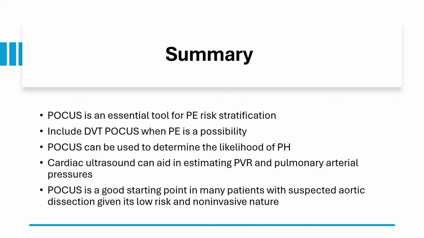In general, point-of-care ultrasound is an essential tool for PE risk stratification, specifically when RV dysfunction and RV dilation are present. You need to include DVT point-of-care exam when you are suspecting the pulmonary embolism, given it is very easy to do and can potentially be very, very informative. Point-of-care ultrasound can be used to determine the likelihood of pulmonary hypertension and aid in estimating pulmonary vascular resistance and pulmonary arterial pressure. Point-of-care ultrasound is a good starting point in many patients with suspected aortic dissection, given its low risk and non-invasive nature.